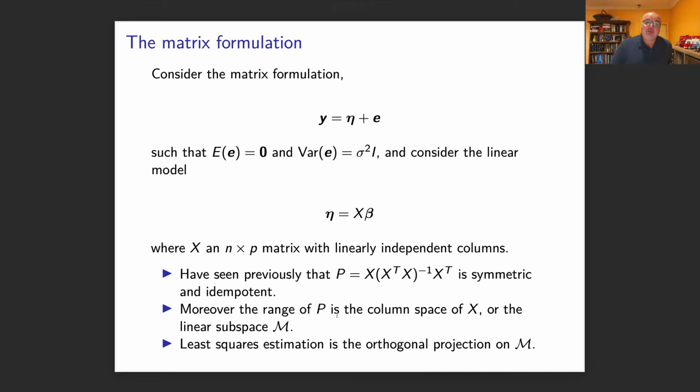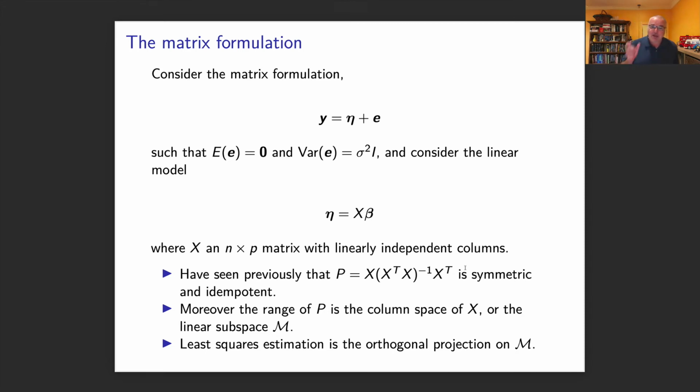So let's show that this is what we had all along. Let's go right back to the start. We've got y equals eta plus e, we've got a constraint on e, and we've got a linear model, eta equals x beta. This is the thing we want to project onto, where x is n by p. We know that P, which is x (x transpose x) to the minus 1 x transpose, is symmetric and idempotent. That's good. Also, we know that the range of P, the things it projects onto, is the column space of x, the linear subspace. So we have a P that is symmetric, idempotent, and whose range is the subspace we want. Hence, this is the orthogonal projection onto M.